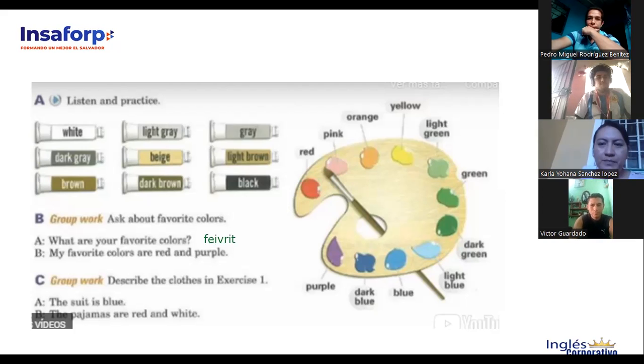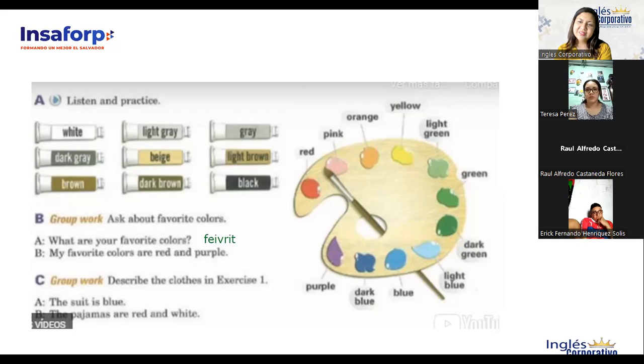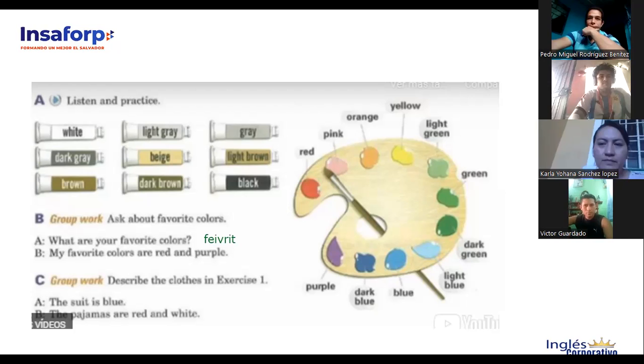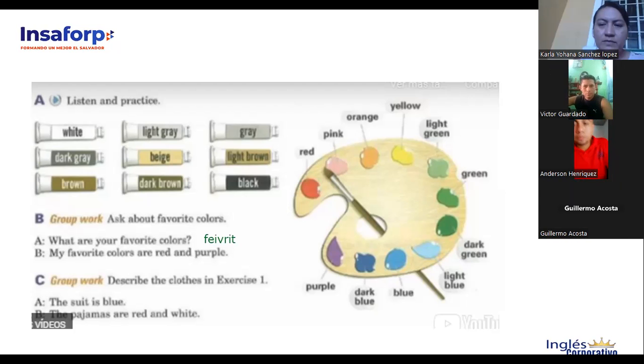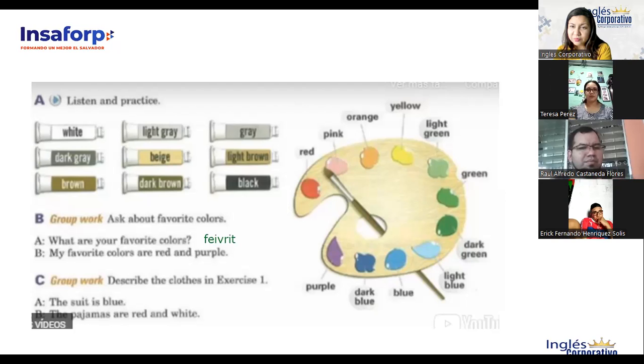Hello, Susie. Creo que tiene problemas con el audio. Bueno, estaba conectada. Hoy ya no. Por ahí está Susie. Okay, Teresa de Jesús.